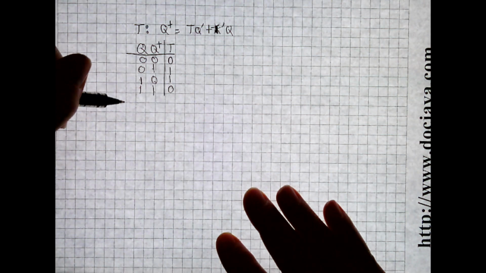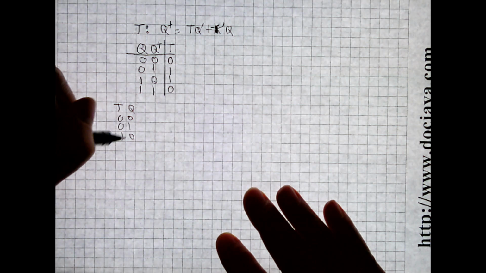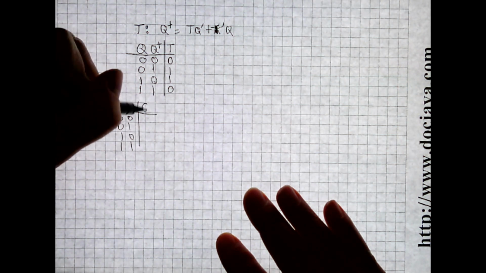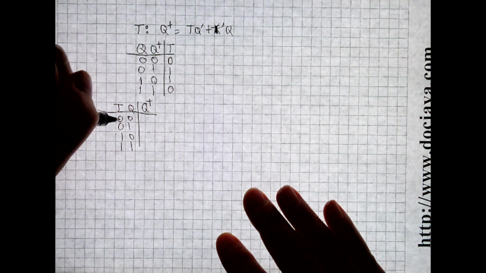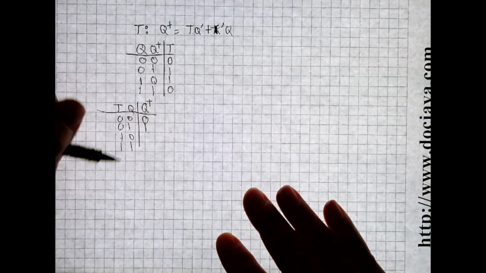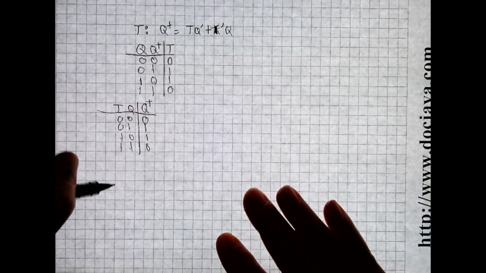You can do it another way. You can write T, Q, and then you can see what the output will be. Since it's 0, it doesn't toggle, so it maintains its state. Here it changes state, and here it changes state again.